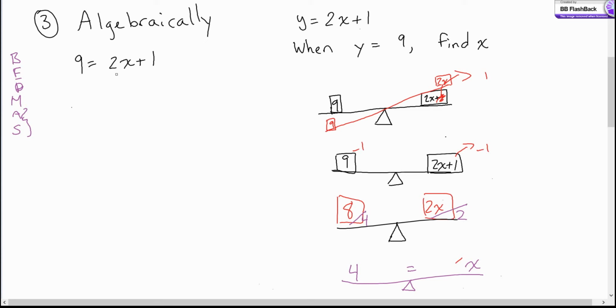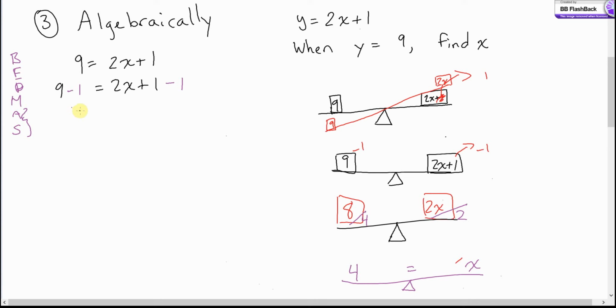So we said that we were going to do 2x plus 1. We want to get rid of that 1, so we're going to subtract 1. And what we do to one side, to keep it equal, we have to do the same thing to the other side. So that's how we write it. This is called the balancing step. Just like the teeter-totter, it's keeping it balanced, it's keeping it equal.